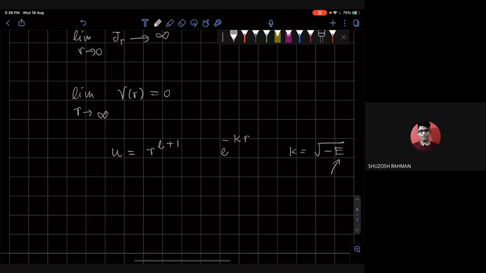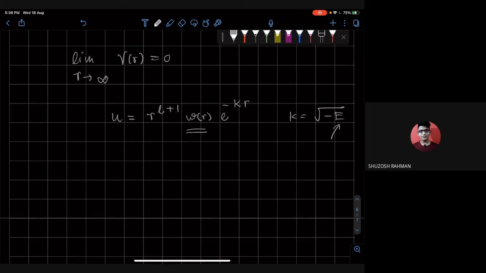E, of course, is a negative quantity for bound states, and therefore k is positive. And then there was a w of r, or omega of r. And then we found a differential equation for omega of r, right? So we expect omega of r to be a completely well-behaved function, right?